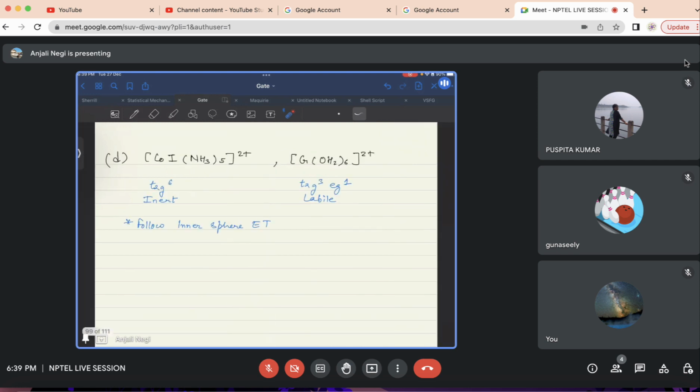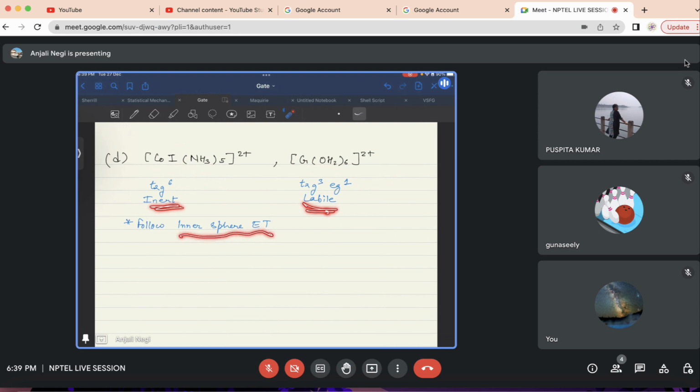And the last one, where we can spot a bridging ligand, and I can write down the electronic configuration in the form of t2g and eg: t2g6 and t2g3 eg1. This is inert, this is labile. So in the case of inner sphere electron transfer, we have to look that one complex must be inert and the other must be labile, and we have it. So this is following the inner sphere electron transfer.